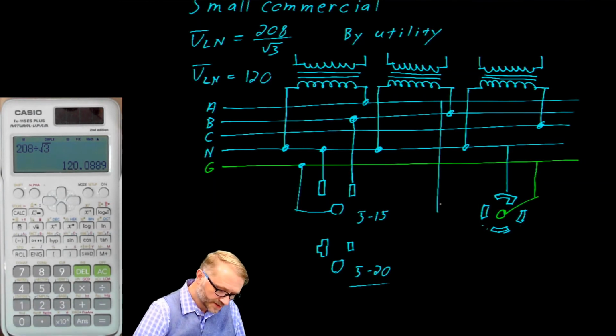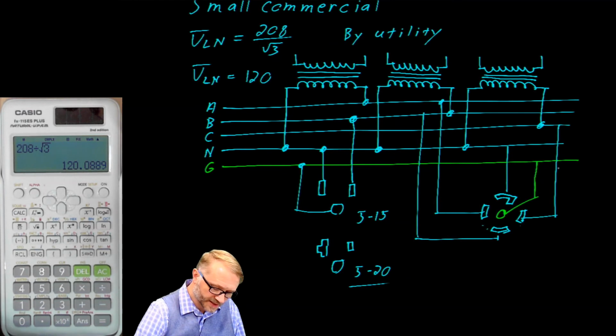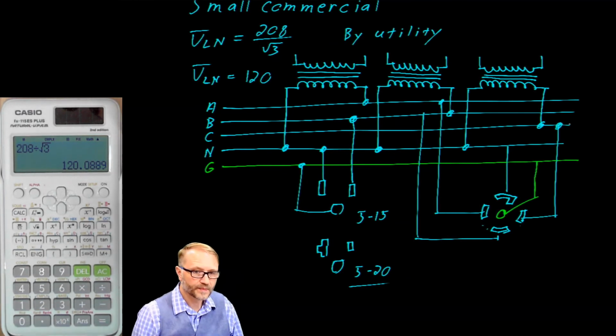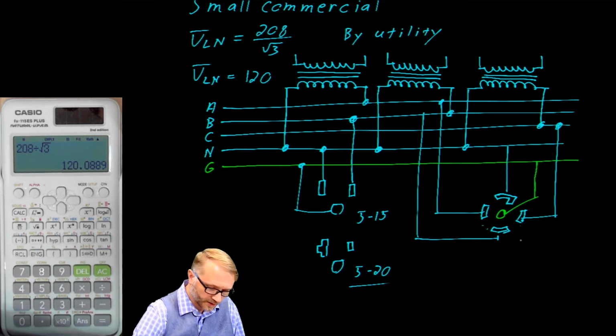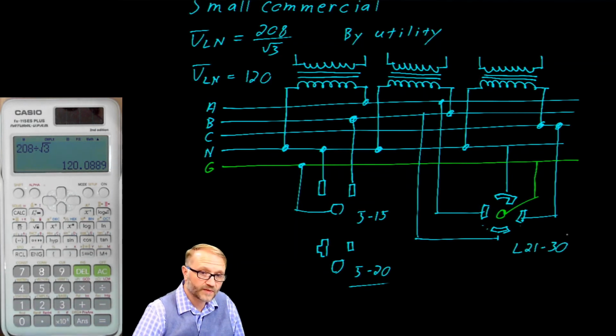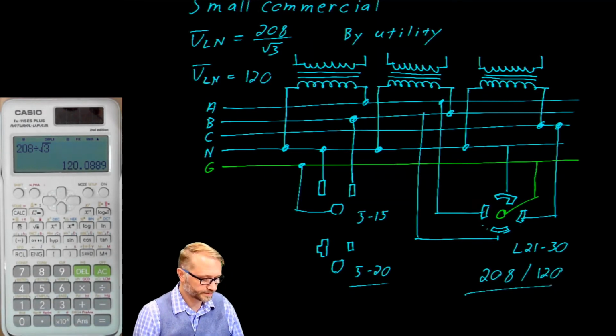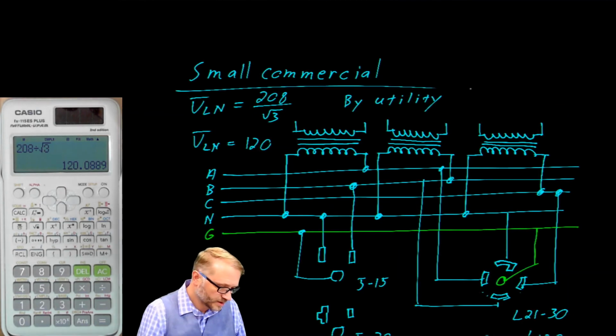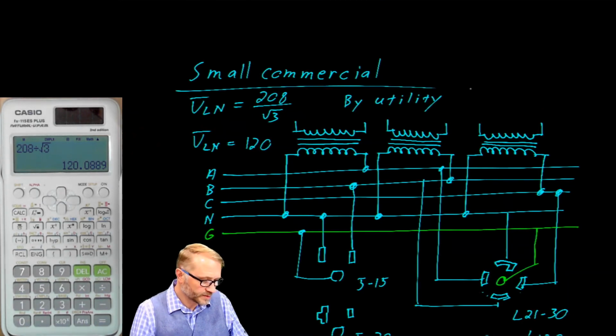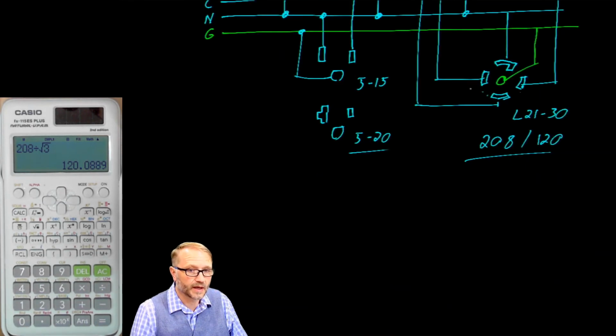We'll let this first one be phase A. We'll let this one be phase B. And finally, this one as phase C. So this allows you to get, oh, by the way, that's an L21-30. That's a 5-wire 208/120 receptacle. Okay, so that was small commercial. Now we can move to industrial and large commercial.